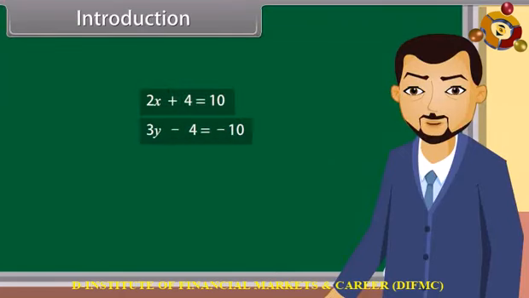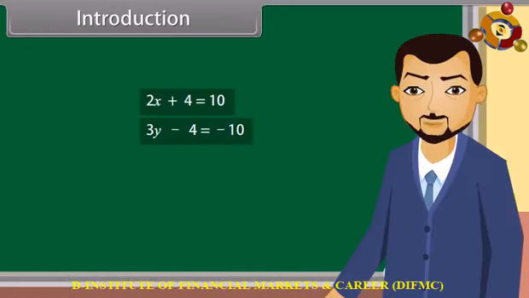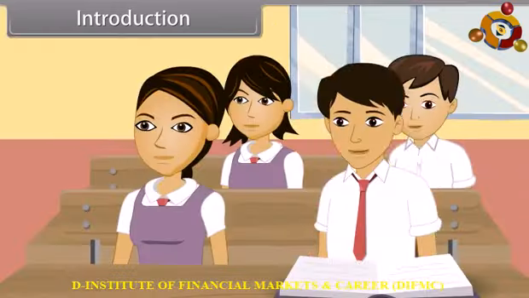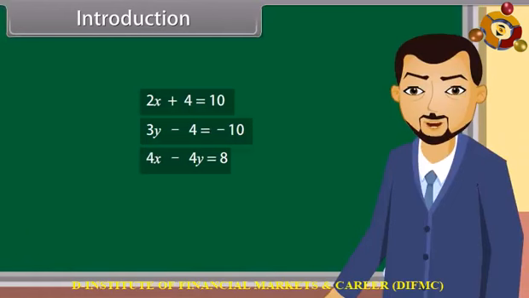Students, look at these equations. What type of equations are these? These are linear equations. Good. And what type of equation is this? This is also a linear equation. You are right. This is also a linear equation, but it has two variables. So it's a linear equation in two variables. Today we will learn about the pair of linear equations in two variables.